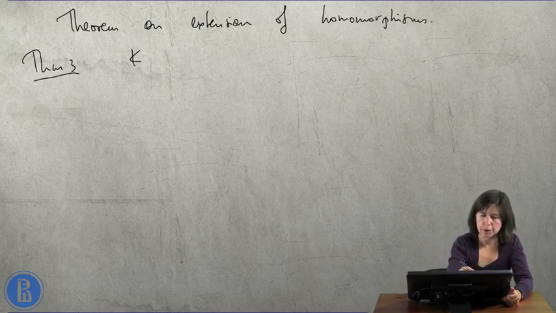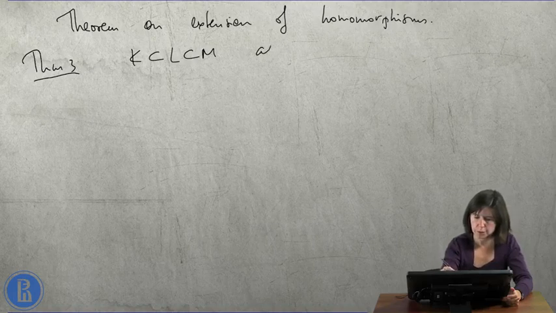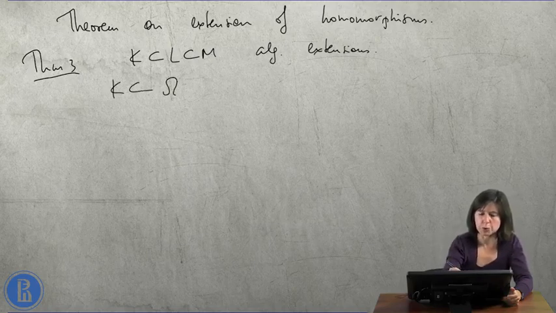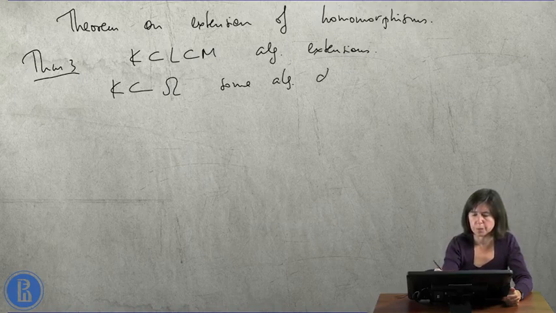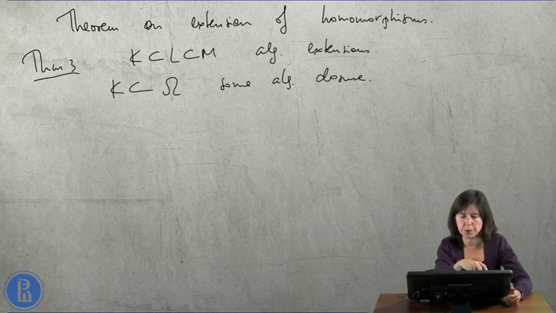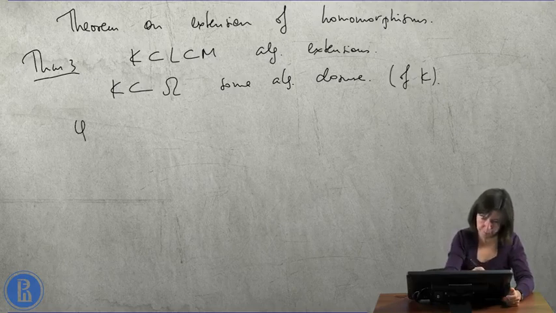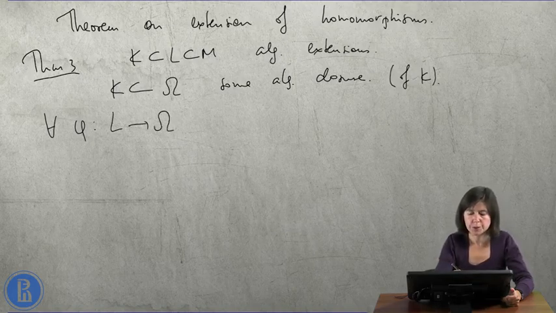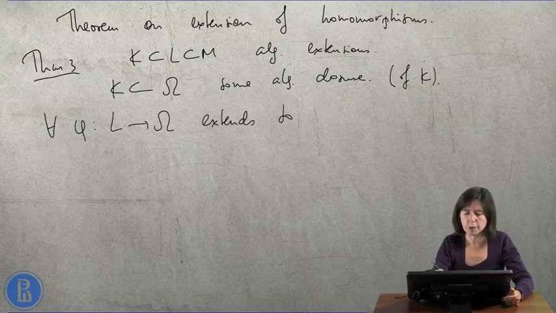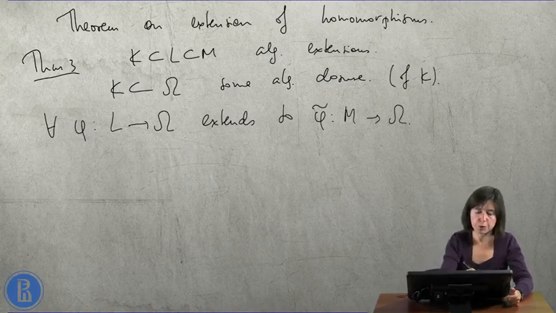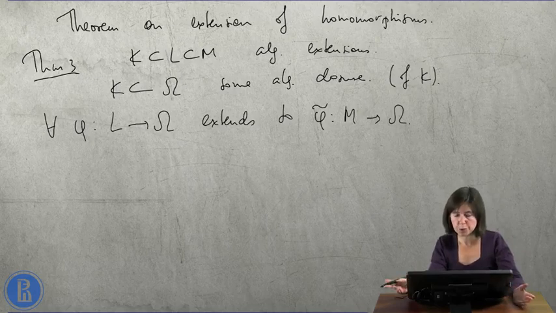So let me take K in L in M, algebraic extensions, and let me embed K in some algebraic closure. I have fixed an embedding of K into some algebraic closure omega of K. Well, then any phi from L into omega extends to phi tilde from M to omega. Any homomorphism phi from L to omega extends to a homomorphism phi tilde from M to omega.